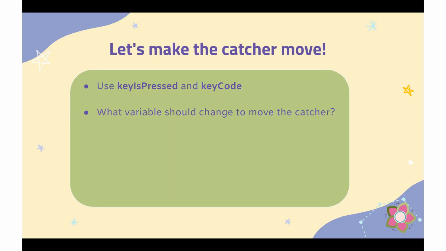All right, so we use keyIsPressed and keyCode, and then we also want to change a variable if you press a key. So think, what variable are we going to be changing for the catcher? It's going to look something like this: if something and something, then something's going to happen. So you can pause the video and try that out yourself. Remember, we're going to be making these inside of the draw function.